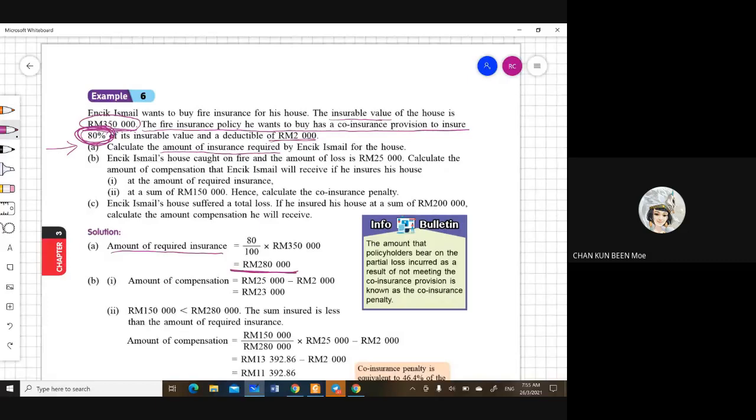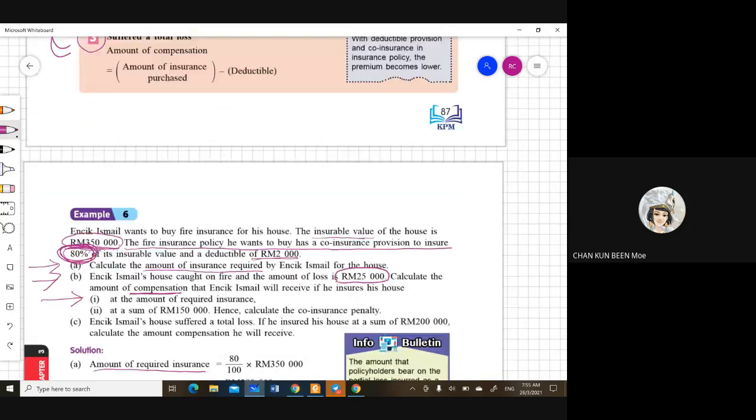And then if you look at question B here, Encik Ismail's house caught on fire. So you imagine the house caught on fire and the amount of loss is 25,000. Calculate the amount of compensation that Encik Ismail will receive if he insures his house at the amount of required insurance. Meaning that he insures at the same amount. So this is the first situation.